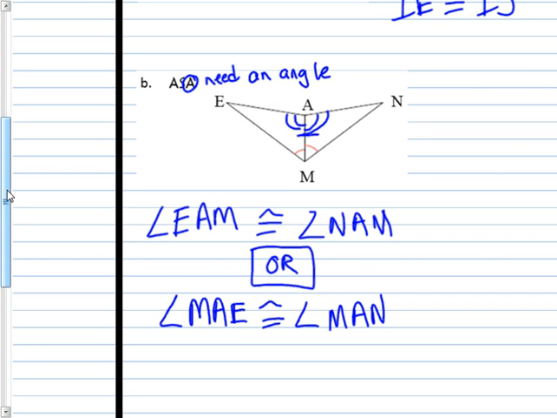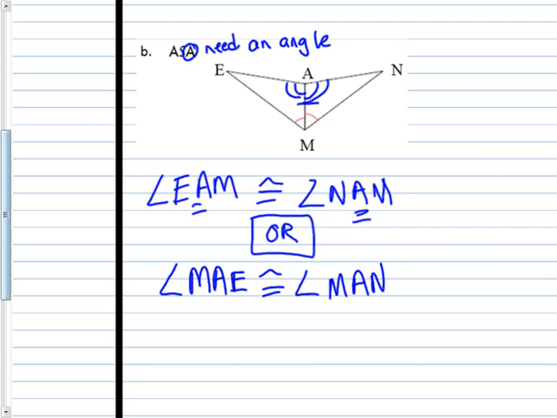Example B, they gave us an angle. We knew that AM was congruent to itself, so we needed another angle in order to prove it congruent using ASA. So angle EAM is congruent to angle NAM. Notice they both have A as the middle letter, the vertex point. Or again, you could have switched them around. MAE is congruent to MAN. Either way is fine as long as you're consistent in the naming. And if you have any questions about that, please ask me in class. I'm more than willing to give additional examples for that.